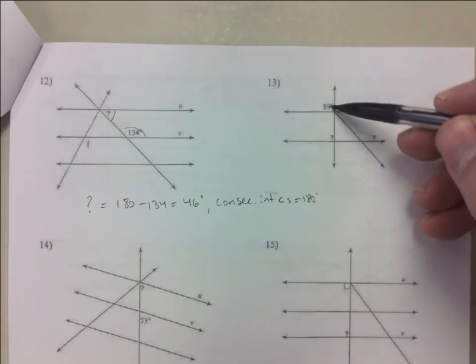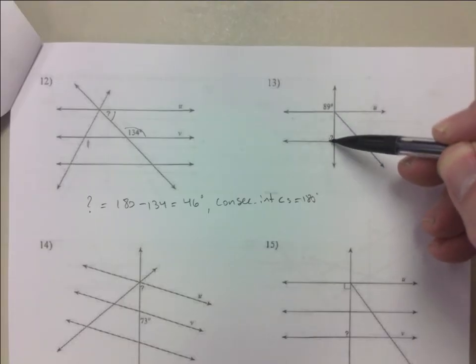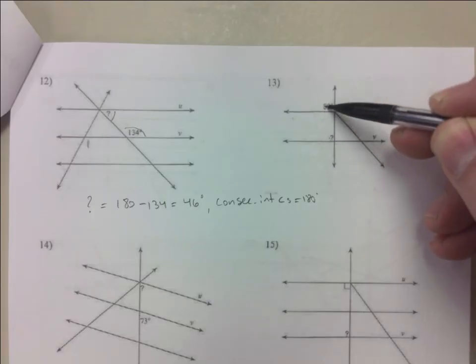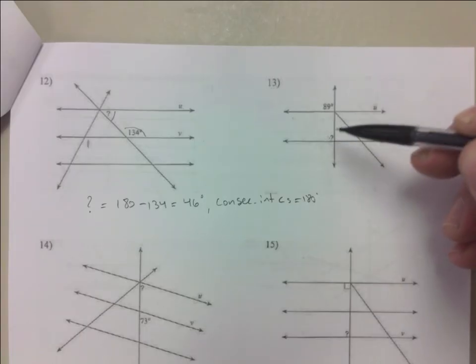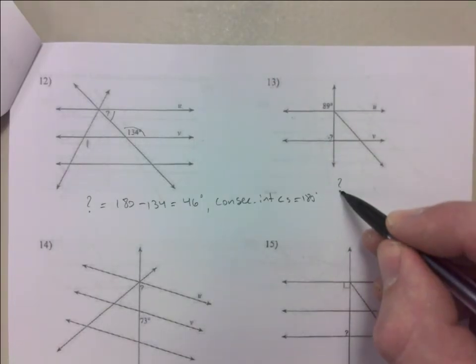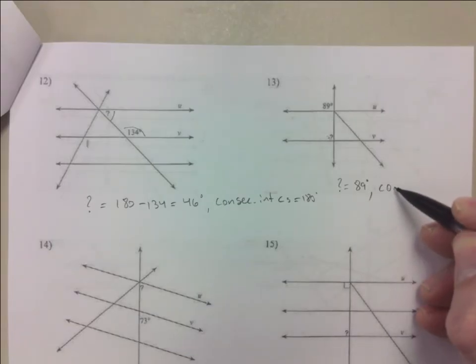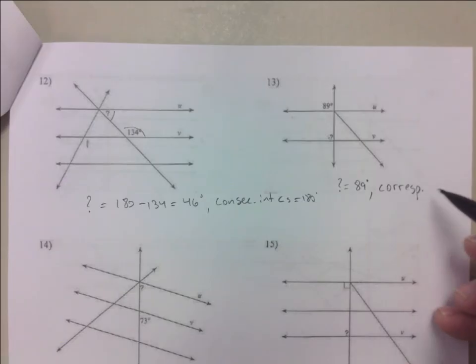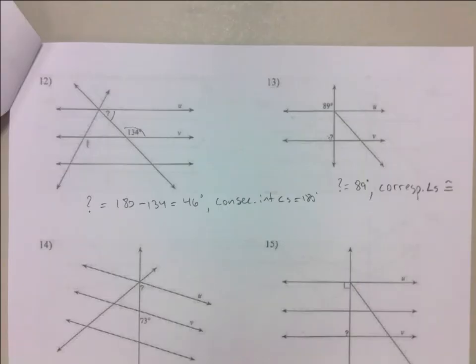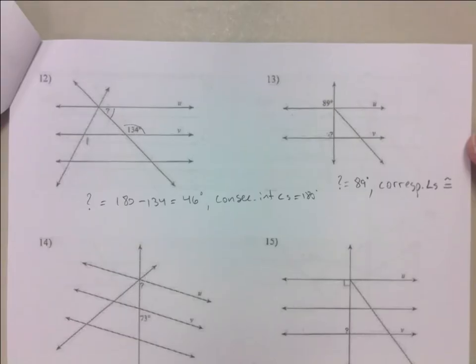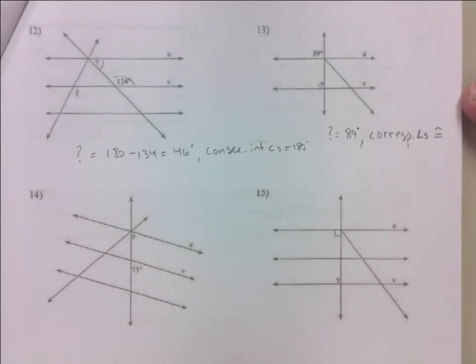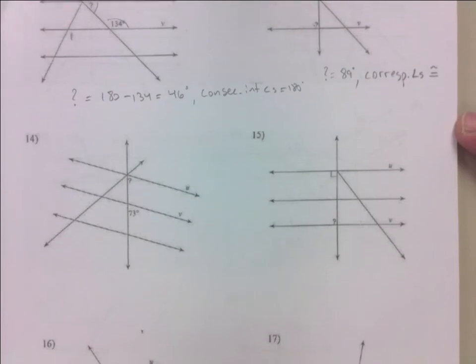What do we call these two here? What are they? Corresponding, right? And so question mark would have to be 89 as well, because corresponding angles would have to be equal to each other. And keep going.